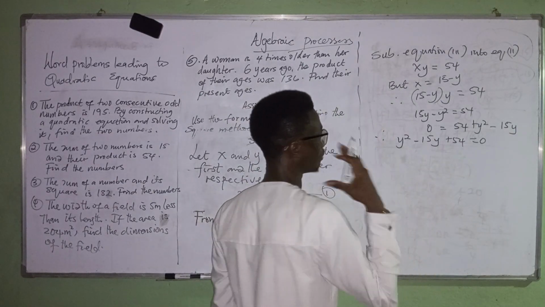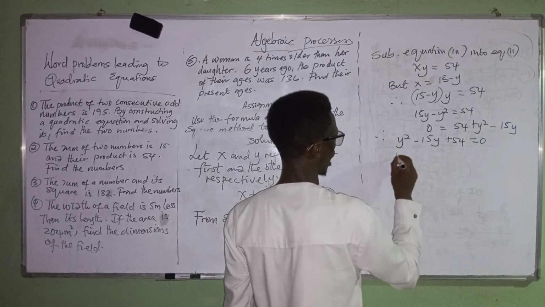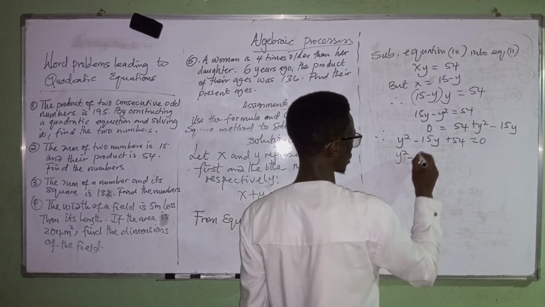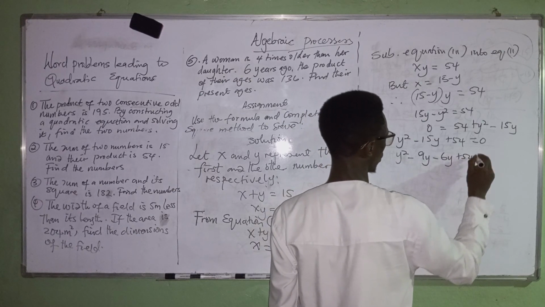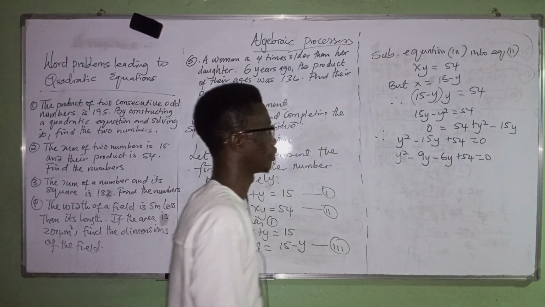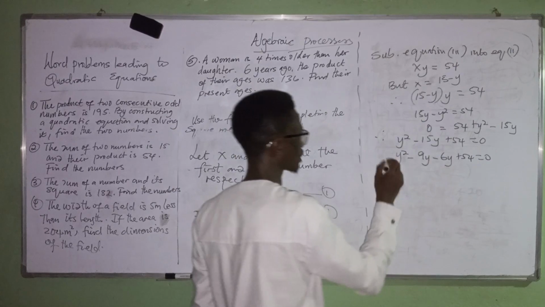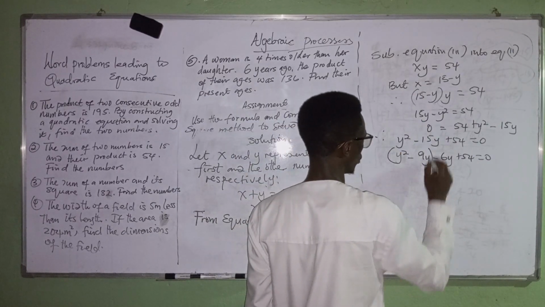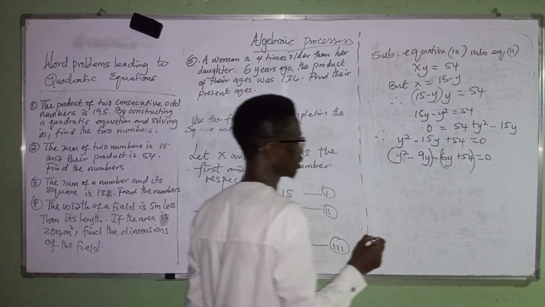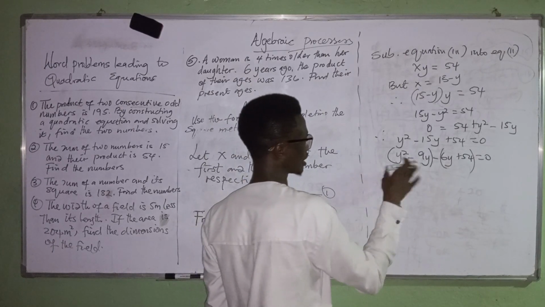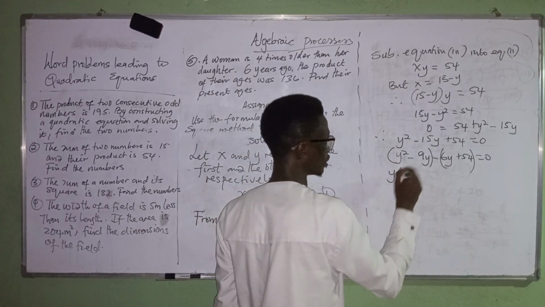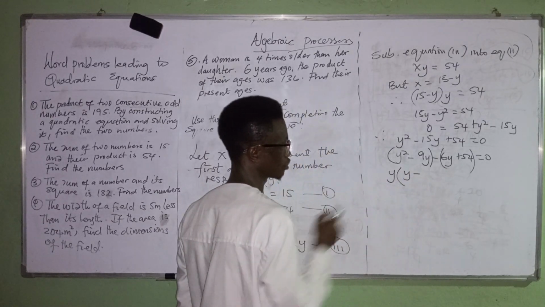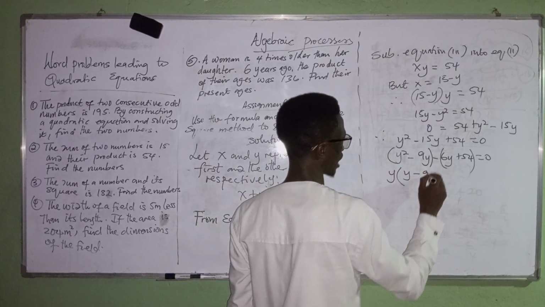So the two numbers here will be minus 9 and minus 6. So I have y squared minus 9y minus 6y plus 54 equals 0. Now you have 4 terms, so you group them into 2, this and this. The next thing is to determine what is common inside the bracket. So here we have y, and what remains is y minus 9: y divided by y cancels, what remains here is 9.